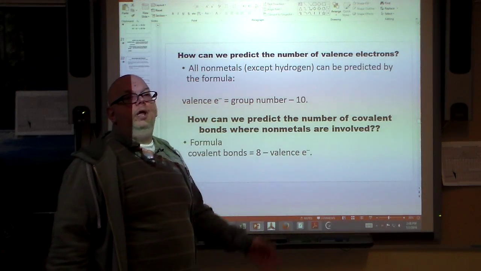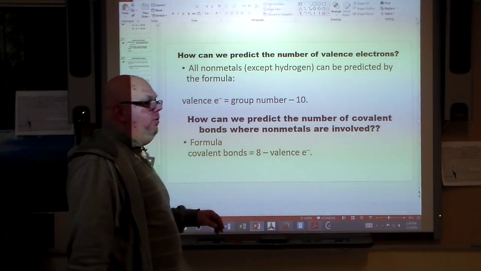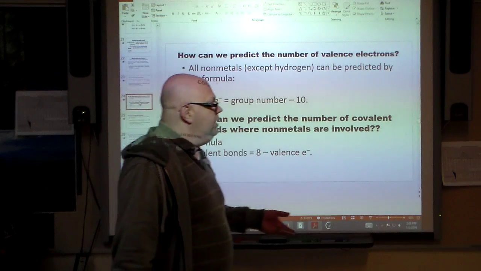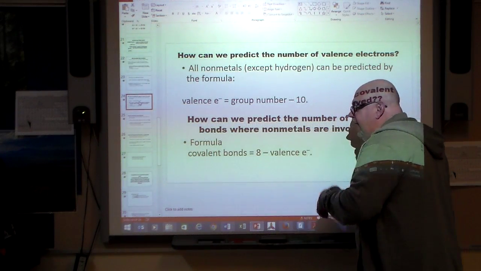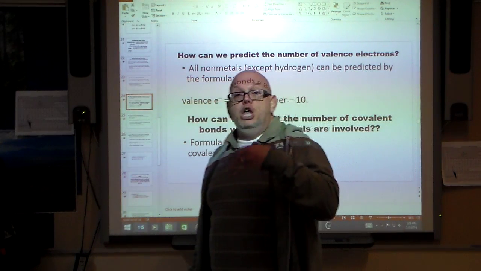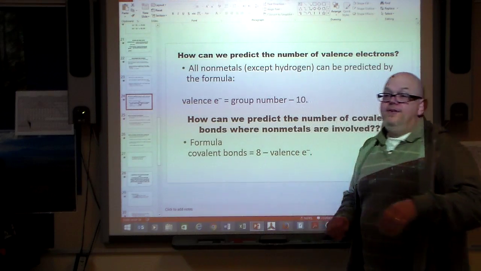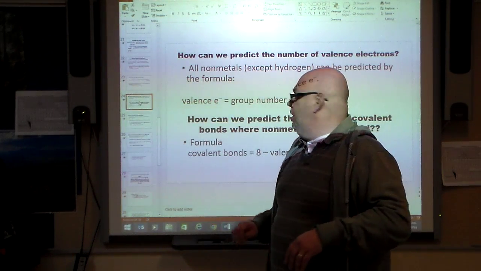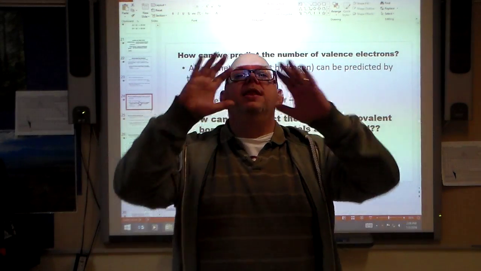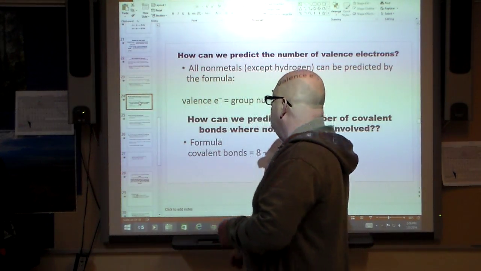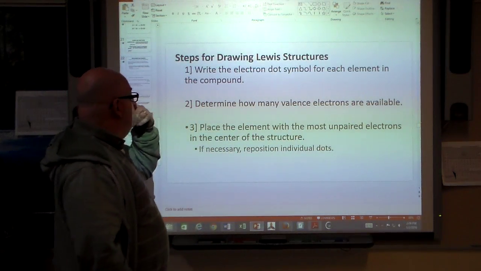Now, can there be more bonds? Yes, but we're talking about naturally, okay? We can look at nitrogen. Nitrogen has 5 valence electrons, so 8 minus 5 equals 3, so nitrogen can normally connect with up to 3 other atoms. Carbon has 4 valence electrons, so 8 minus 4 is 4, so carbon can form up to 4 bonds, naturally. Okay, so moving on, steps for drawing the Lewis structures.